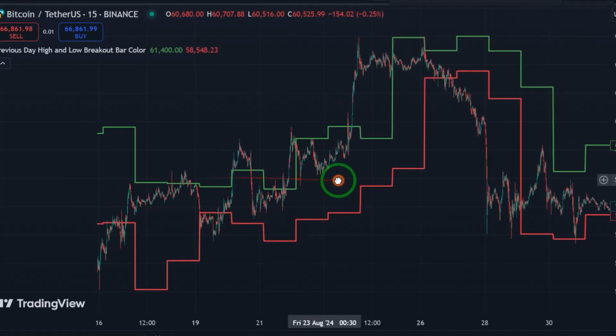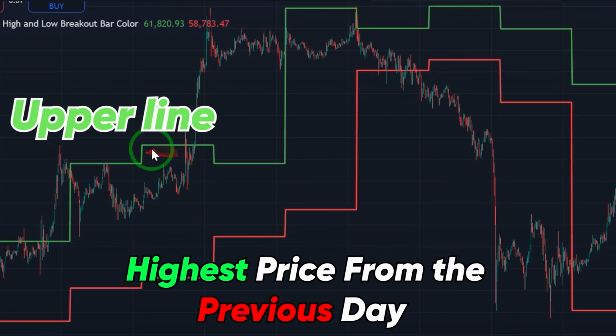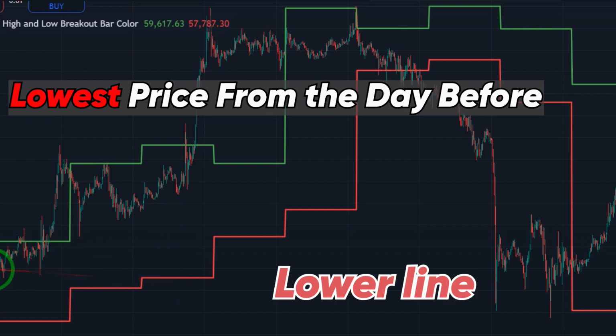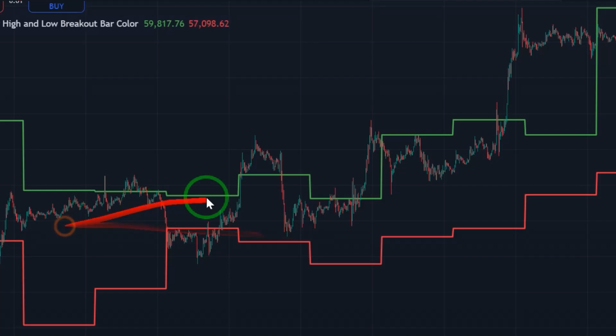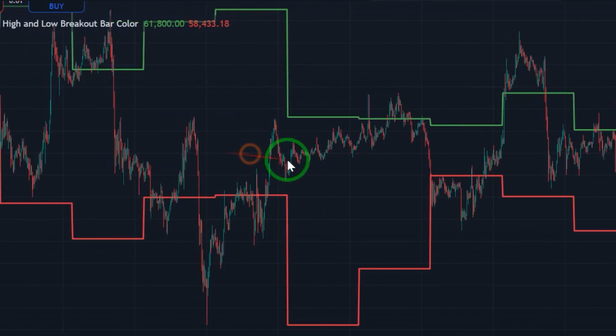As you can see, this indicator has two lines. The upper line represents the highest price from the previous day, while the lower line represents the lowest price from the day before. This indicator may provide us with a few entry signals, but their accuracy is high and we can use this indicator on its own.